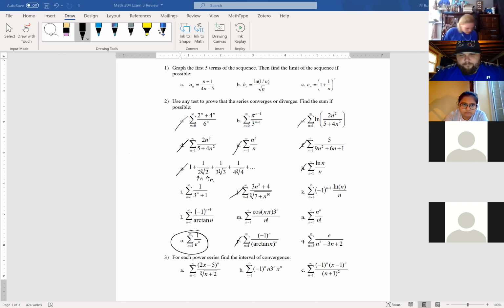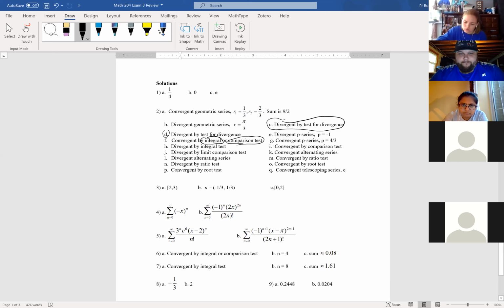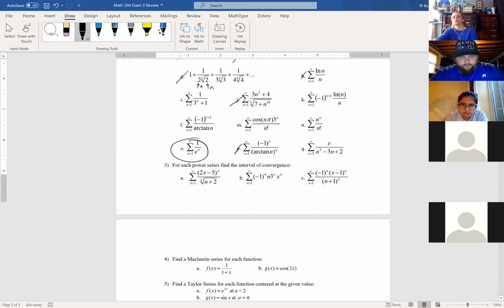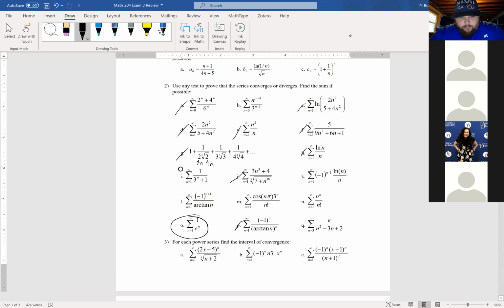Maybe root test? I think you could use root test, yeah, because you can make it 1 to the power n, right? 1 to the n. Thinking maybe test for divergence might work for that one as well. So it says convergent by root test. So good. Right.